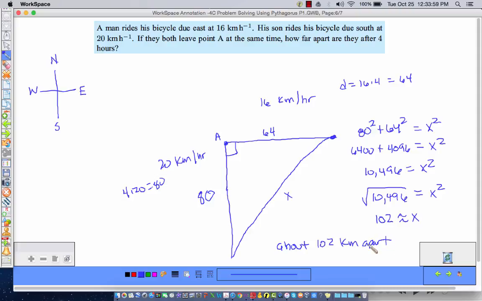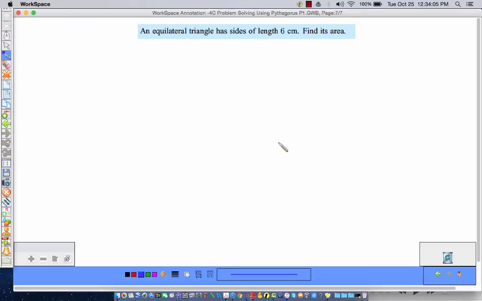There we go. All right, and then I think we have one more example. Let's see. Yep, an equilateral triangle has sides of length 6 centimeters. Find its area. Equilateral triangle, that means all the sides are equal, and they're all of length 6. Okay. And we know the area is equal to 1/2 the base times the height. So we know that from here to here is 6. Okay, this is 6 over here, and this is 6 over here. So I know that the base is of length 6 if I think of this as the base.